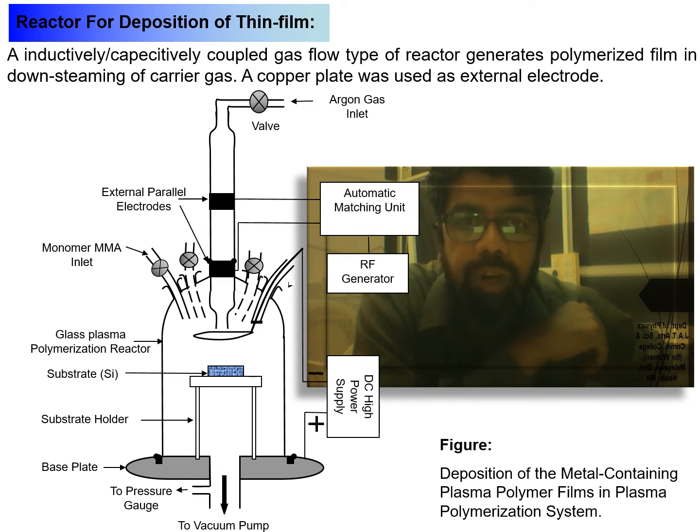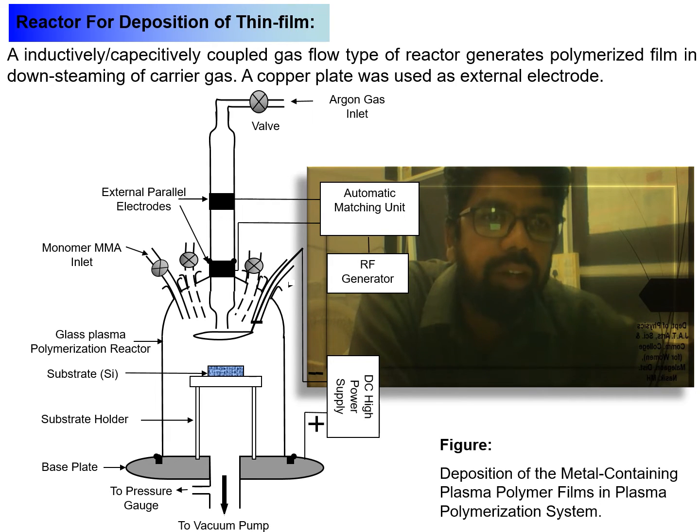Now let us see the fabrication part of the plasma polymerization system. The plasma polymerization system is as shown in the figure. The reactor for deposition of thin film is an inductive or capacitive coupled gas flow type reactor that generates polymerized film. In the downstream, the carrier gas is some inert gas like argon. A copper plate was used as an external electrode from outside the chamber.